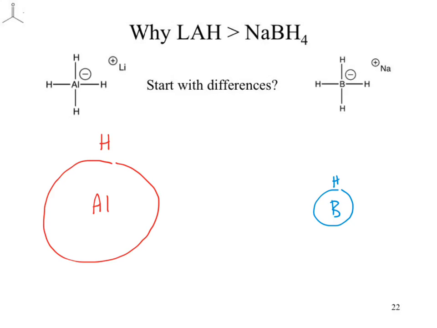That bond has become drastically weaker. So that's a really big difference between our aluminum and our boron.